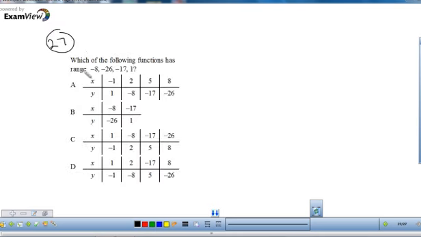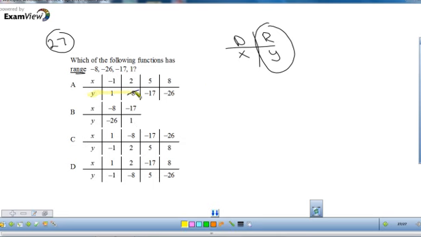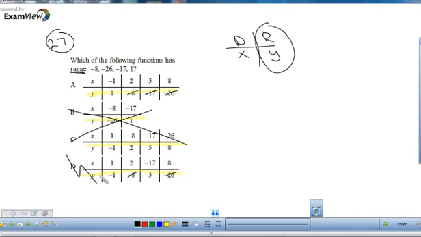Okay, which of the following functions has a range? Remember, the range are the Y values. So it's asking which of the following has the Y values to be -8. So let's look for -8 for the Y values. So we're only looking at the Y values. So we have a -8 there, and we also have one here. So I know that it can't be B or C. -26, -17. Okay, so this one doesn't have -17, so it has to be A.